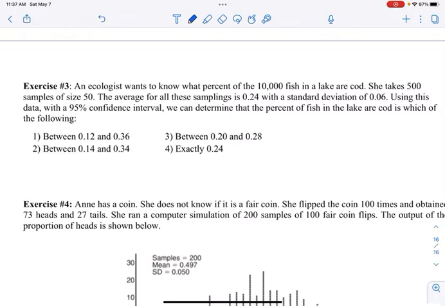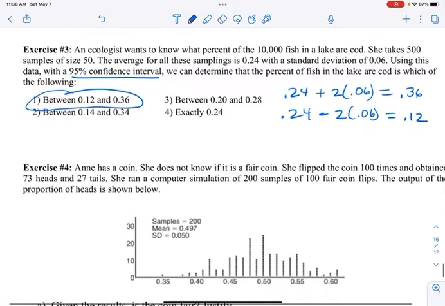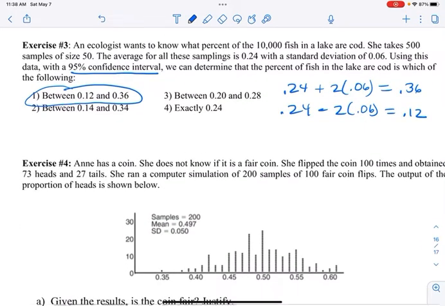Using this data with a 95% confidence interval, because that's what is acceptable, we can determine what percent of the fish in the lake are actually going to be cod. So I'm going to take my mean plus 2 times the standard deviation, and I'm going to take my mean and subtract 2 times the standard deviation. So that gives me 0.36 and 0.12. So I'm 95% confident that that is the percentage of cod in the lake.